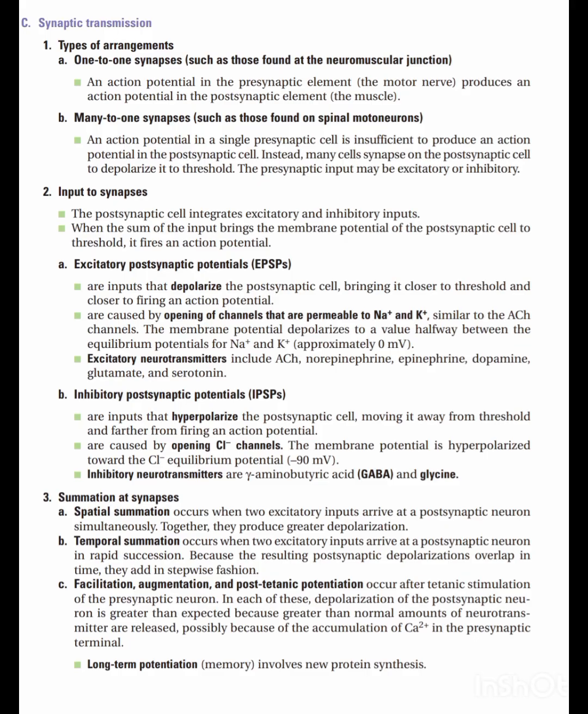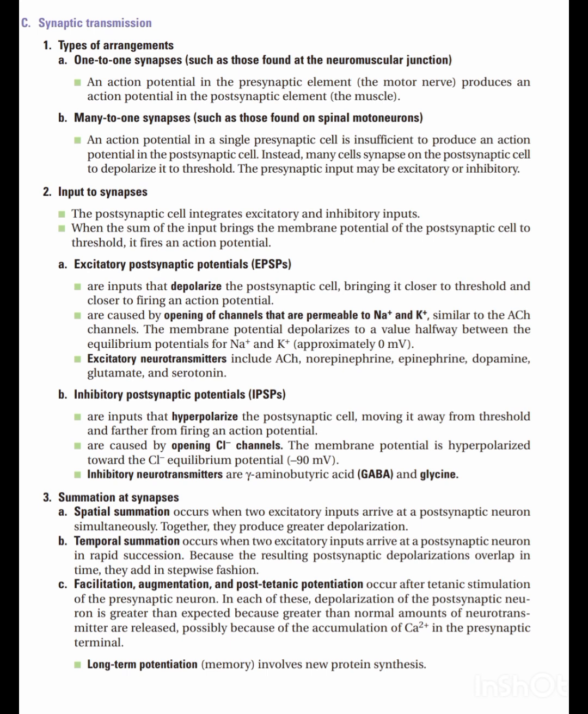So last time we discussed the neuromuscular junction, and in today's video we will talk about the synaptic transmission. So we have two types of arrangements. The one-to-one synapse is found at the neuromuscular junction that we discussed in the previous video: an action potential in the presynaptic element, that is the motor nerve, produces an action potential in the postsynaptic element, that is the muscle. So we have one presynaptic element and one postsynaptic element.